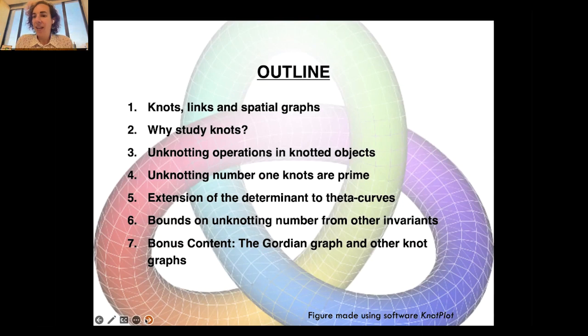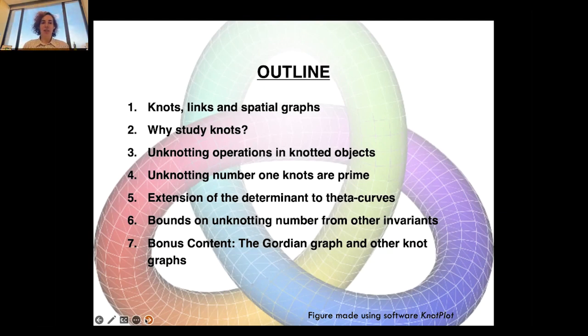So what is it that I want to discuss? Well, I want to mention knots, links, and spatial graphs. This is a talk primarily about theta curves, which are a type of spatial graph, but it's an extension of knots and knot theory, and address why I care about this, particularly if you're interested in applications. Just a few brief comments about that.